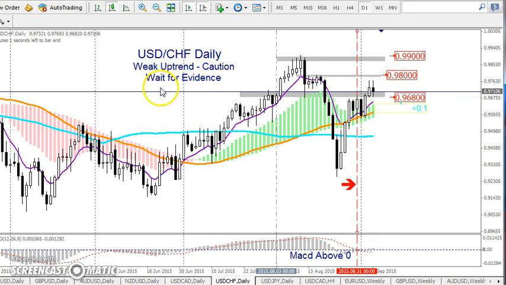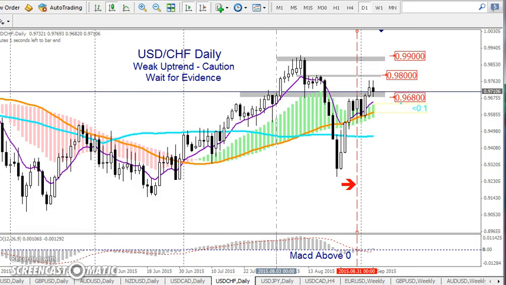Basically what I'm saying is we have to wait for further evidence, so there's caution. We are in a weak uptrend. MACD is just a wee bit above zero, but again, the momentum is very slight. So wait for evidence, just wait, and I wouldn't really take much of a trade here at all.